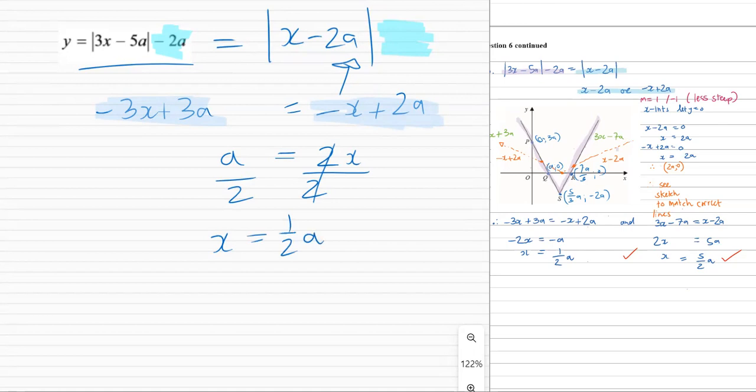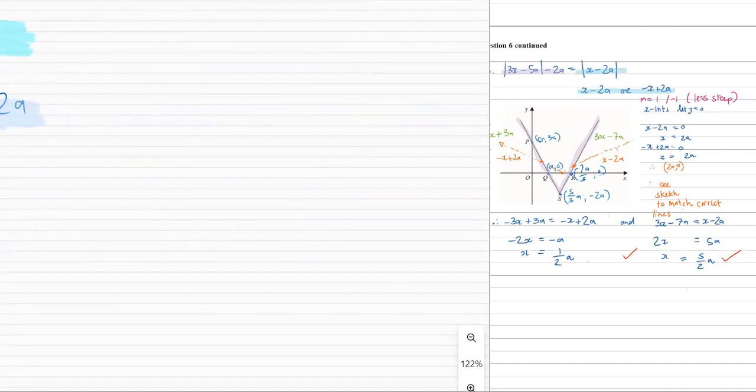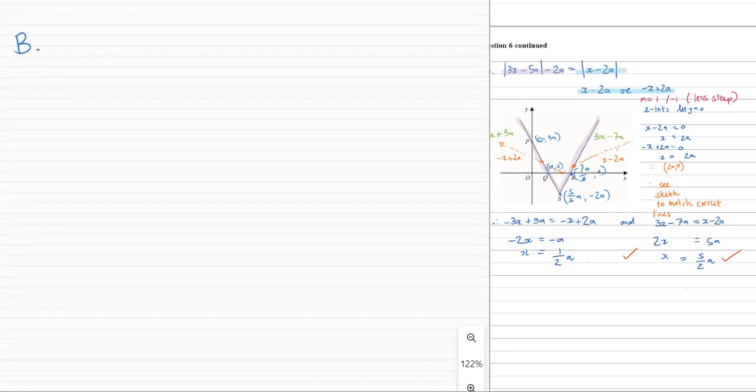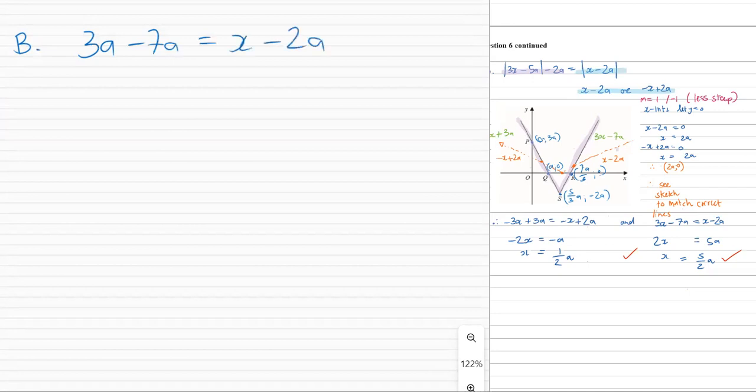Now we can do the other side. This was the point which I called point A on the picture. And now we do point B. For point B, we're looking at the two positive graphs. So our original graph was 3x minus 7a, and we're equating this to x minus 2a. So the two positive gradient straight line graphs.